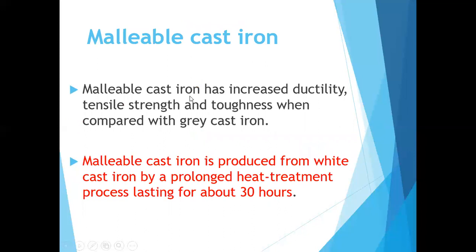Malleable cast iron has increased ductility, tensile strength, and toughness when compared with gray cast iron. Malleable cast iron is produced from white cast iron by prolonged heat treatment lasting about 30 hours. When you give the white cast iron a prolonged heat treatment, you get malleable cast iron.